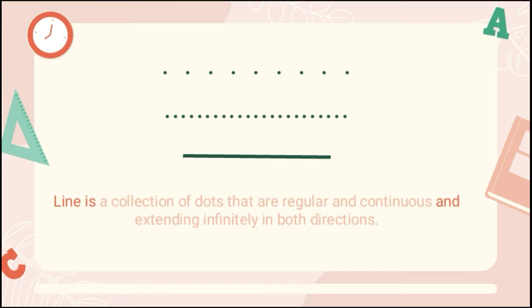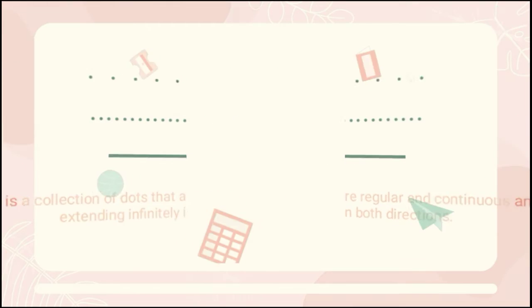Consider the following illustration. Collection of dots on the illustration that is getting close. But if it's no more distinct? Yes, collection of dots will form a line. So line is a collection of dots that are regular and continuous, and extending infinitely in both directions.